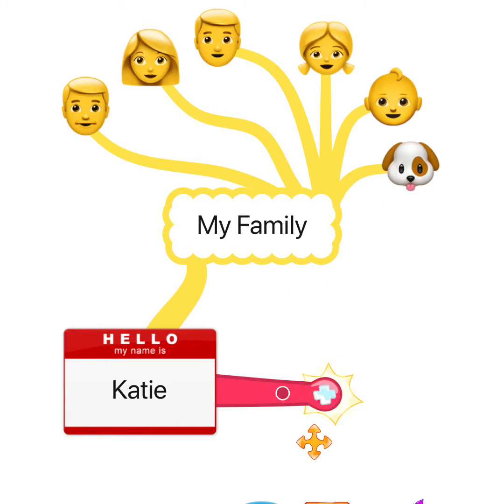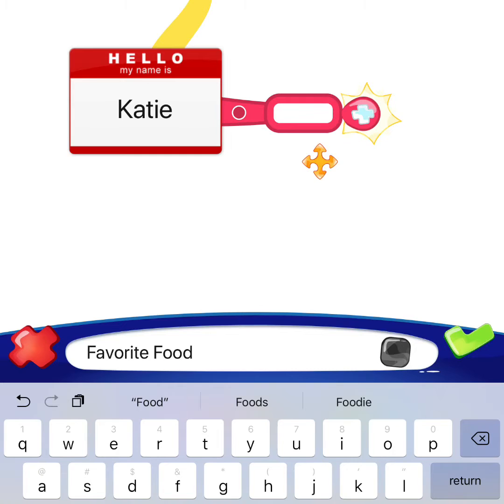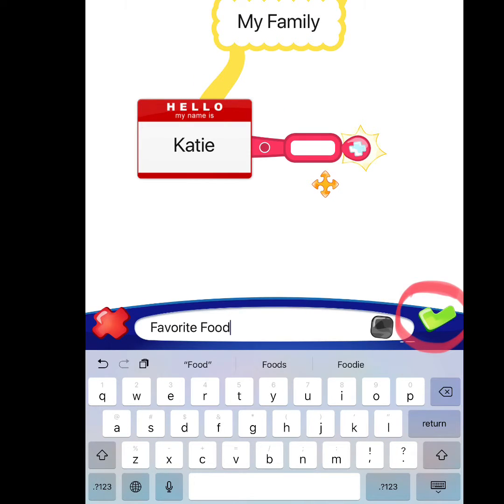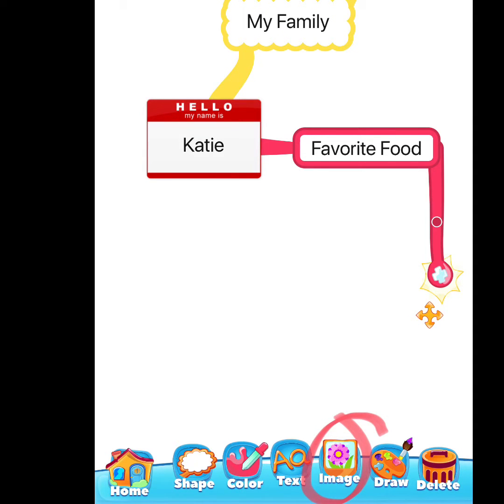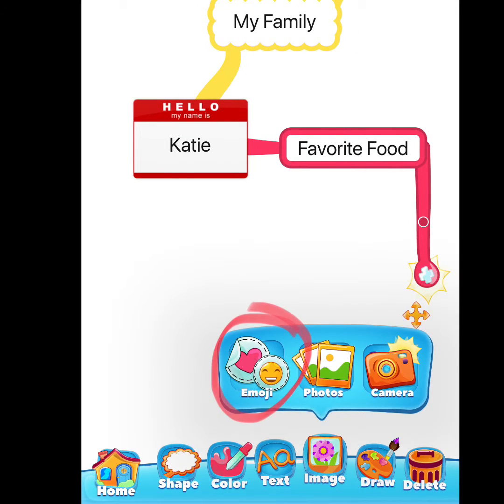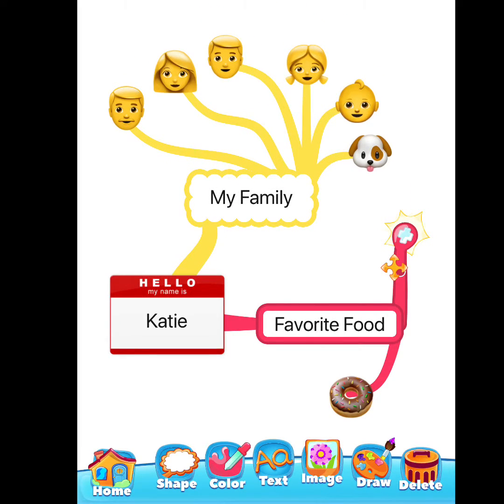Now this is complete, I'm on to my next branch. I need to choose my shape. I'm going to type in my category, making sure I click that green check mark button. Now I'm ready to add the branches. I'm going to click on the images again. I'm going to click on emoji, and I chose the donut emoji. You add another branch.